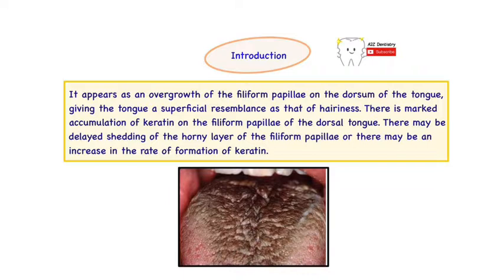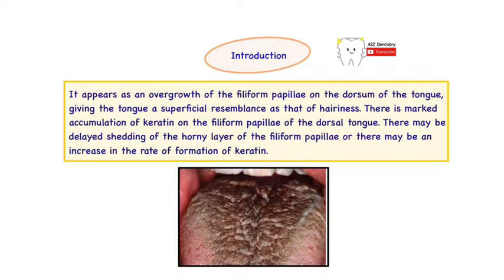We know that filiform papillae are the most numerous papillae present on the dorsum of the tongue, and when there is ineffective mechanical debridement, when there is improper or compromised oral hygiene, what happens is that due to lack of surface debridement, these filiform papillae increase in size, they get hypertrophied, and that gives the appearance of hair. Therefore it is referred to as black hairy tongue, okay.